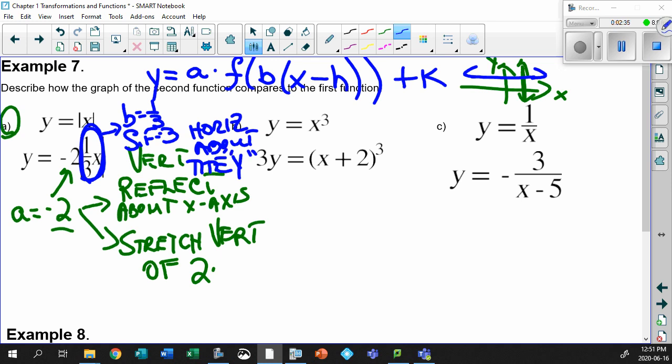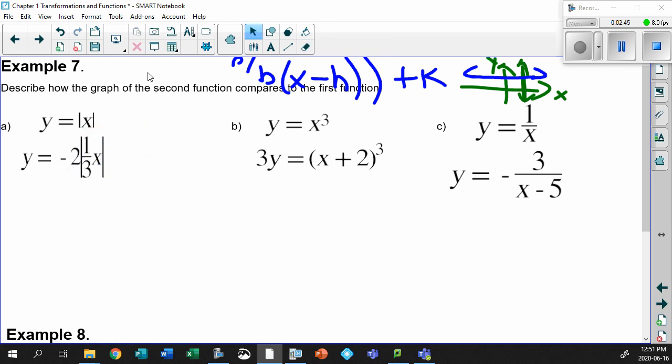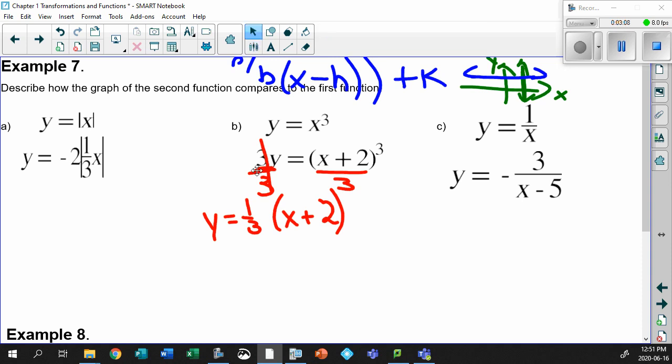Okay, let's go to the next question. Ready? I'm going to erase some stuff so that it keeps it nice and clean for us. Okay, let's look at this one. We've got this crazy number over here. Well, simple. Divide this by 3, divide this by 3, and look what we have. That cancels out, leaving you y equals 1/3, goes up front, (x plus 2) cubed. Oh, and I already got the 3 there. Isn't that hilarious? Okay, so let's clean this up so that you can actually see it.